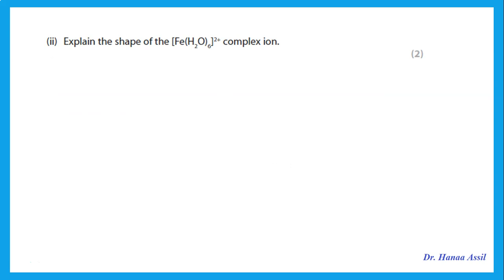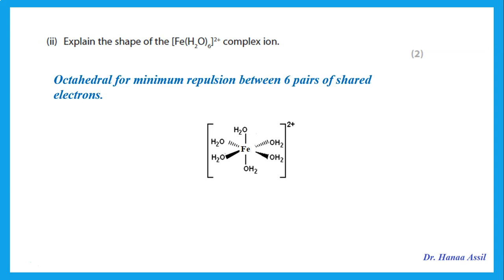Explain the shape of iron with 6 water. Iron with 6 water is octahedral. We have 6 dative bonds that need to be arranged for minimum repulsion between the 6 pairs of shared electrons. That means it has to be octahedral.